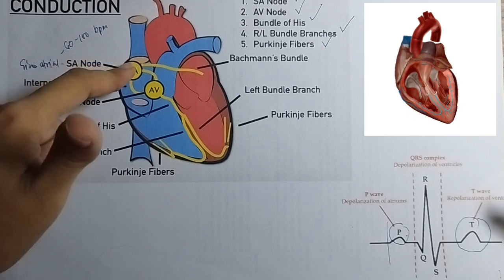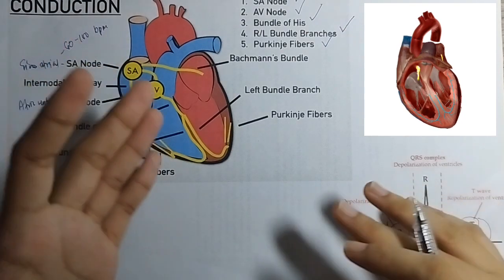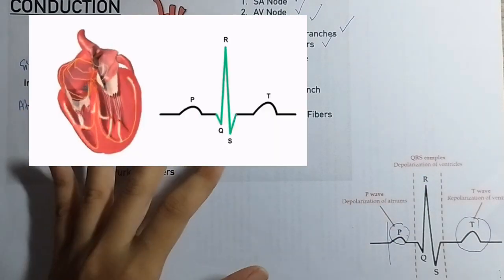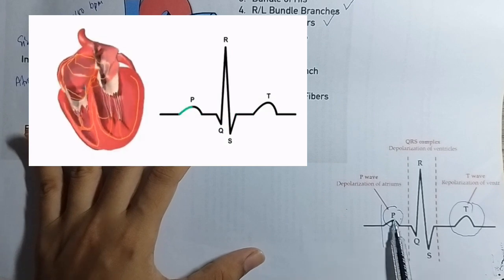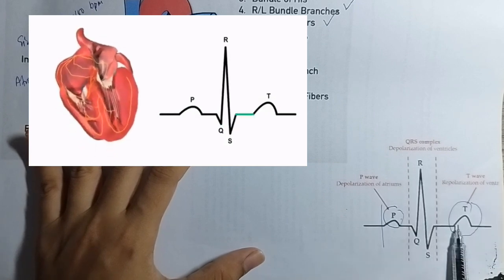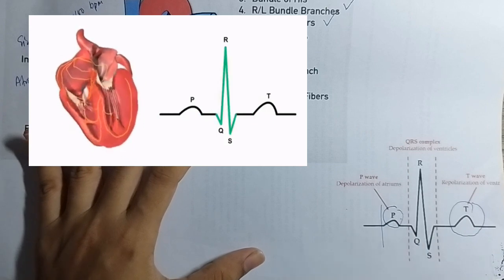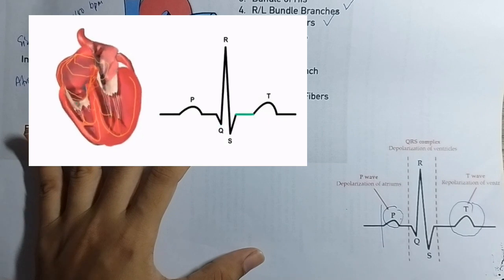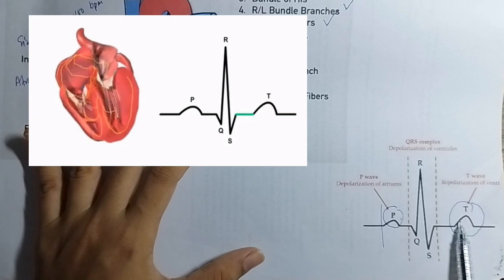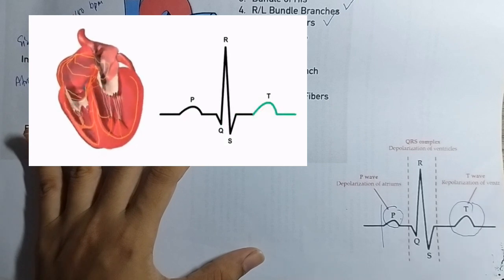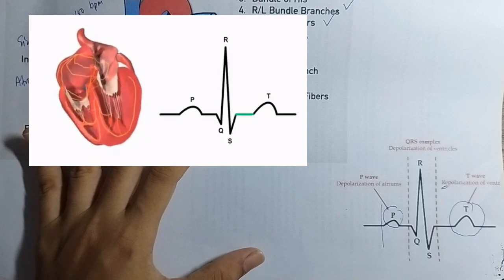So from the SA node, AV node, to your bundle of His, left and right bundle branches, and the Purkinje fibers. Again, sa ECG natin makikita ang electrical activity ng ating heart. We have your P wave, your QRS complex, and your T wave. Your P wave represents your atrial depolarization or the contraction of your atria. The QRS complex represents your ventricular depolarization or the contraction of your ventricles. And the T wave represents the ventricular repolarization or the resting phase or the relaxation of the ventricles.